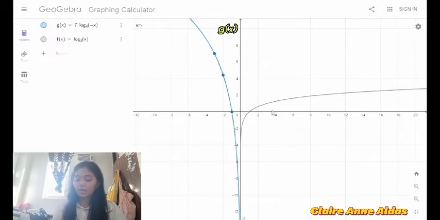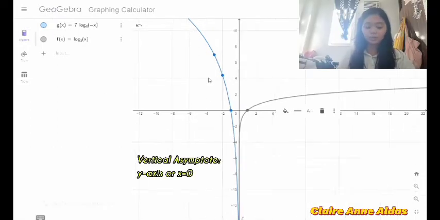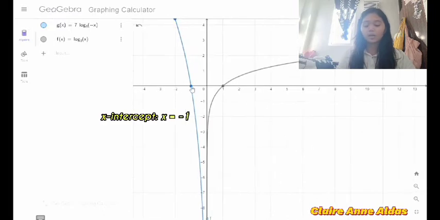This is the g of x, and this is the parent function, or the f of x. The domain would be negative infinity to 0 since it extends from 0 to negative infinity. The range will always be negative infinity to positive infinity. Since this is a logarithmic function, it doesn't have a horizontal asymptote but has a vertical asymptote, which can be seen at the y-axis or x equals 0.